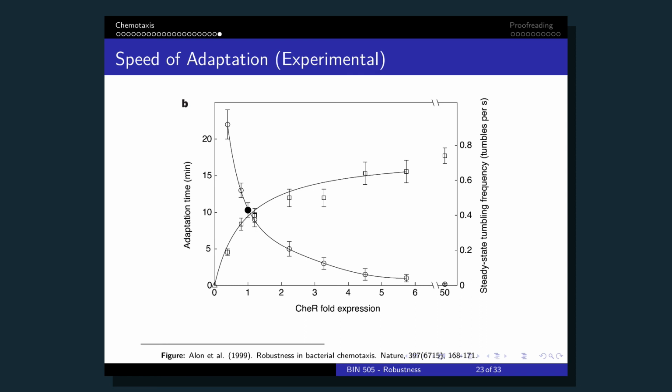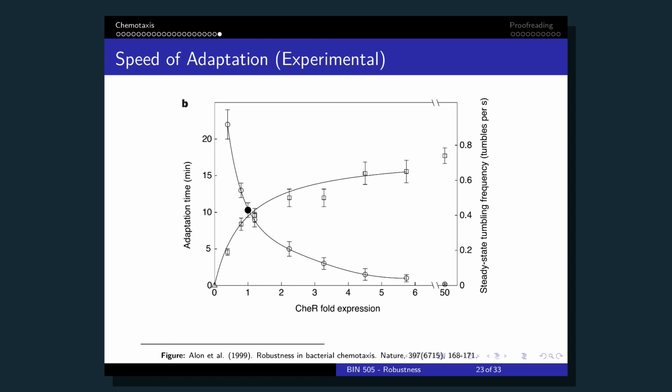Finally, they looked at the change in adaptation time and the steady state tumbling frequency of these bacteria as the amount of CheR expressed by these bacteria changed. So the black dot is roughly the wild type bacterium. So on average, it's tumbling at 0.4 or 0.45 tumbles per second, and the adaptation time for a 1 millimolar step increase in aspartate concentration is about 10 minutes.